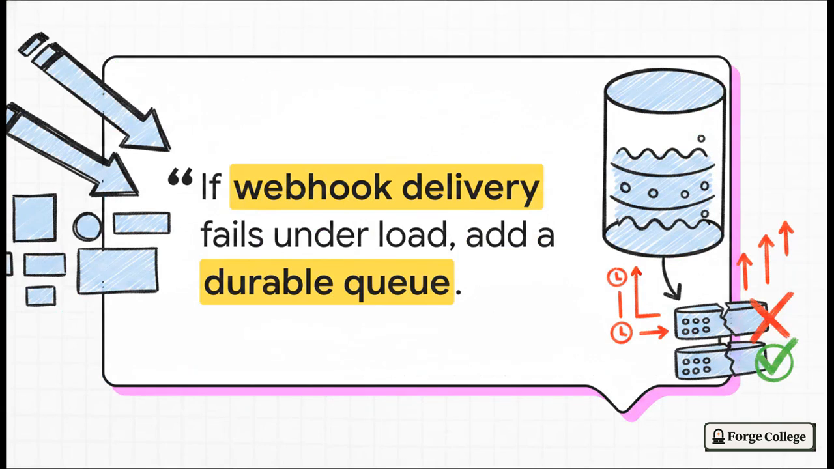If webhook delivery fails entirely under heavy load, you need to add a durable queue. Look, if our external receiver goes down for maintenance, we can't just throw away the confirmation receipt. A durable queue ensures that those pending webhooks are safely persisted in memory or on disk. Our system will just patiently wait, retrying with that exponential backoff we talked about until the receiver finally comes back online. It is literally the ultimate resilience mechanism for any Web3 API.